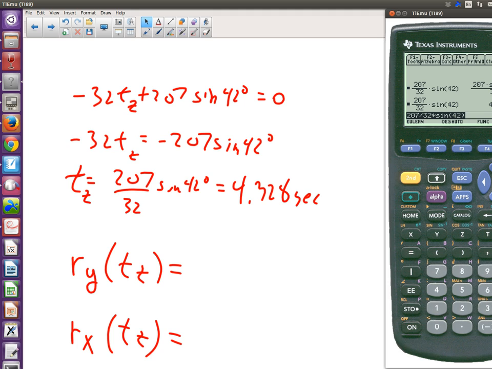All right, so let's do this. I'm going to do -16. Wait, how about if we store that somewhere? I'm going to store that answer. Store it as T. So now I want -16 T squared.